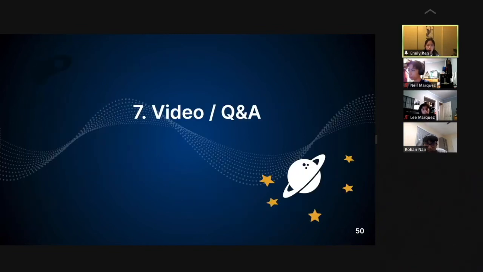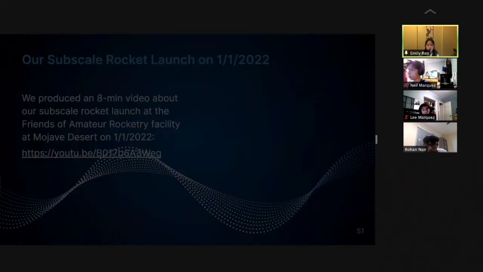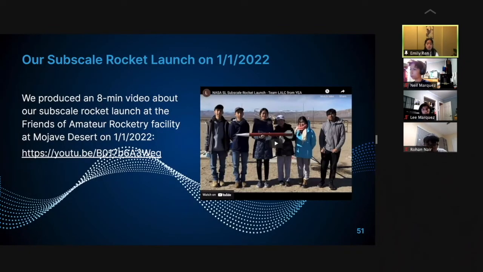Now it's time for our video and a Q&A session. So we produced an 8-minute video about our subscale rocket launch at the Friends of Amateur Rocketry facility at Mojave Desert on January 1st of this year. And this is the YouTube link. So we will watch our video now.